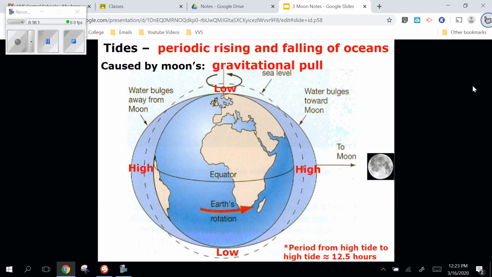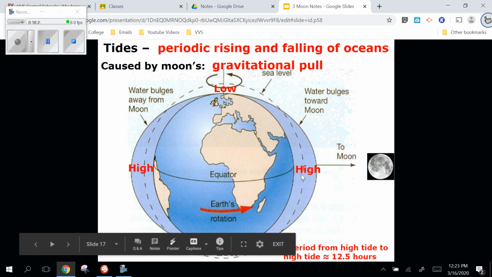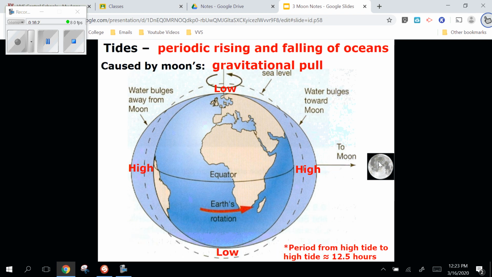So it takes more than 12 hours to go halfway, which means it takes more than 24 hours for one complete revolution to go from high tide to high tide again. We're talking about 25 hours to go from here all the way around and back to here again, because the moon has now moved up here, so it's got to go further.